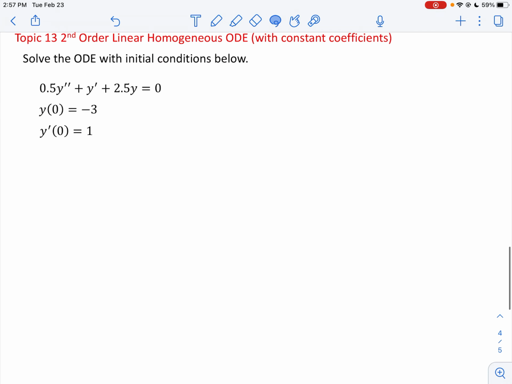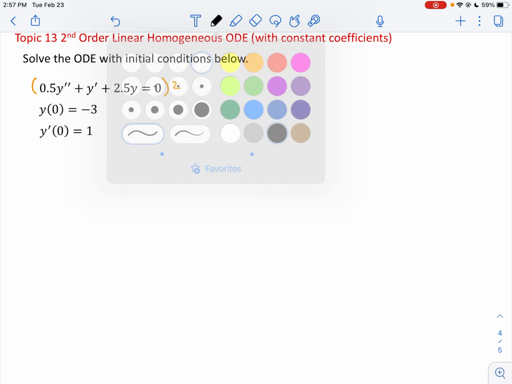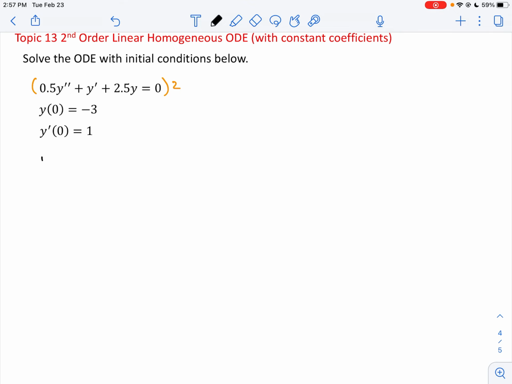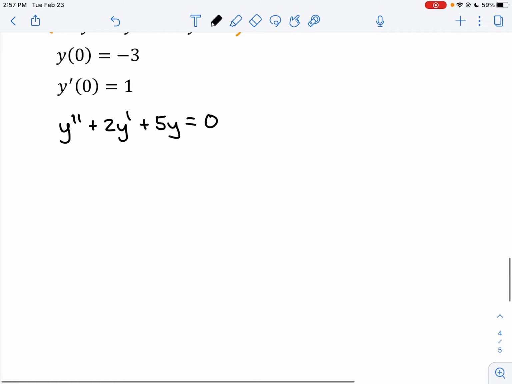Well, let's see what happens with this case here. All right, the first thing I notice is that I don't like all the decimals, the 0.5s and 2.5s, so I'm going to begin by just doubling the equation and rewriting it. So when I double the equation, double 0.5, you get 1, so we have y double prime plus 2y prime plus, and double 2.5 is 5, so we get plus 5y is equal to 0. It's a little bit easier to solve without all the decimals. Next, I'm going to go straight to the characteristic polynomial. So it's going to be lambda squared plus 2 lambda plus 5 times 1 is equal to 0.